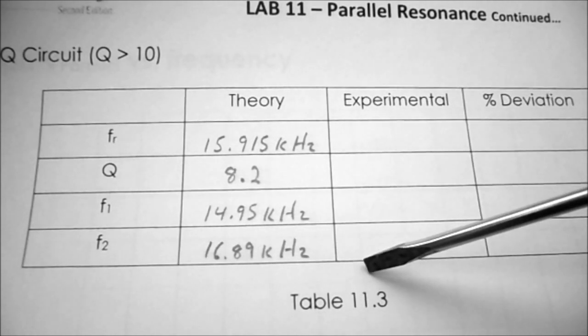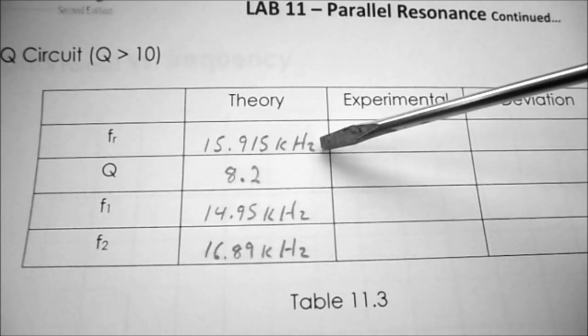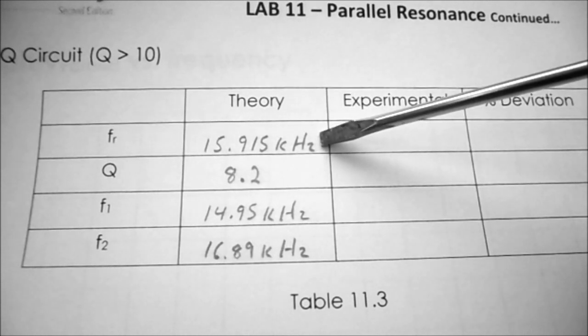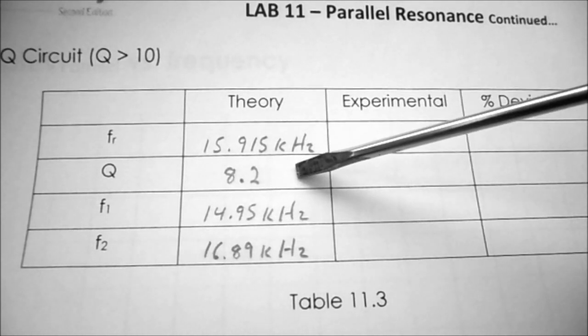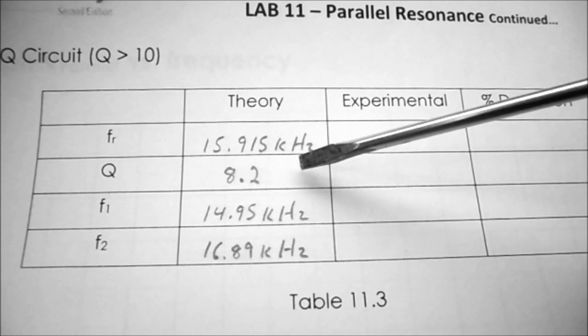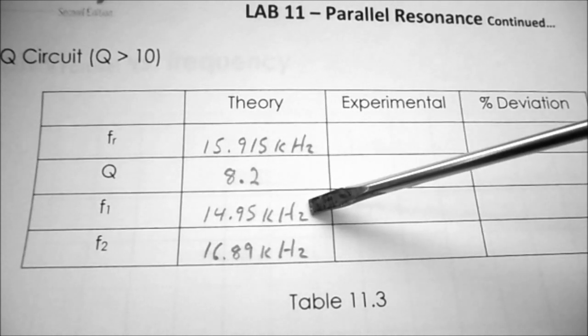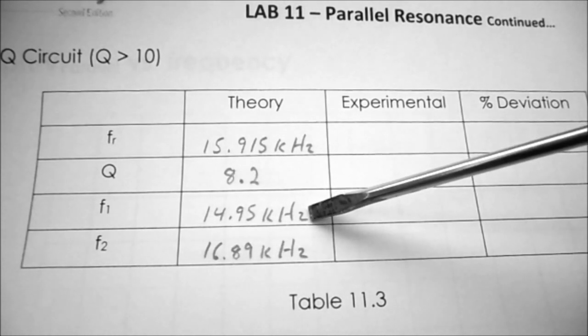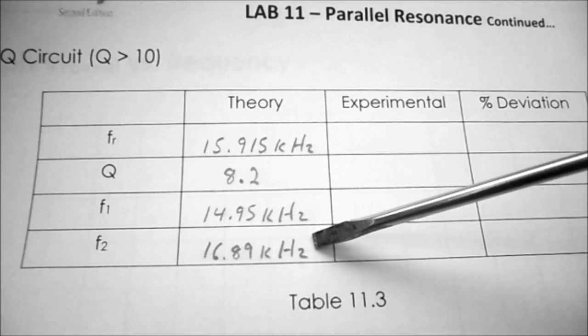So in table 11.3, I've filled in my frequency at resonance. It's the same as before, it's still 15.915 kHz. Remember, it was the resistor that changed. The inductor and capacitor stayed the same. My Q is now 8.2. My first corner frequency, or F1, should be 14.95 kHz. And my upper frequency, F2, should be 16.89 kHz.